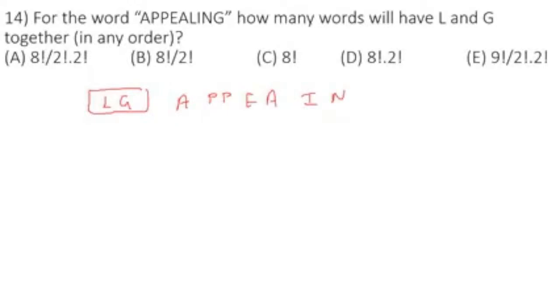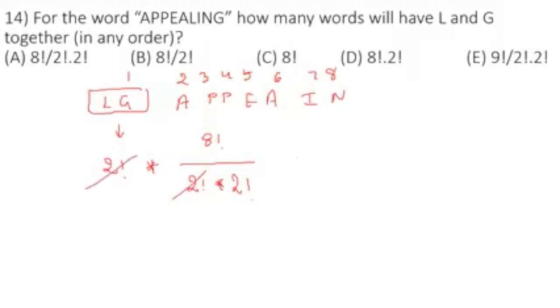So first of all, look at this. L and G together in this box can be arranged in 2 factorial ways. And remember, this is 1 unit. How many remaining units are there? 6, 7, 8 here. So 8 factorial by 2 factorial into 2 factorial, because A is repeated 2 times and P is repeated 2 times. If I cancel one of the 2 factorials, the final answer left is 8 factorial by 2 factorial, which is B here.